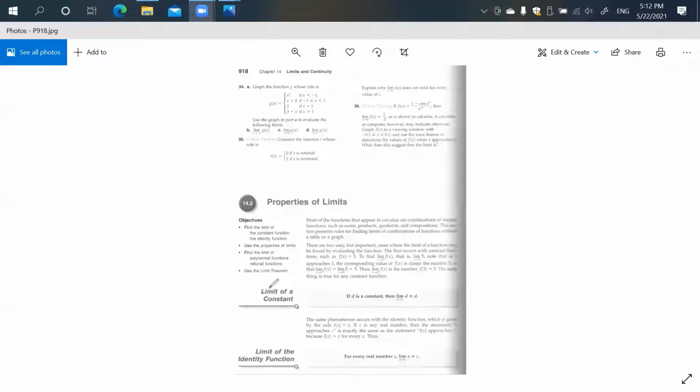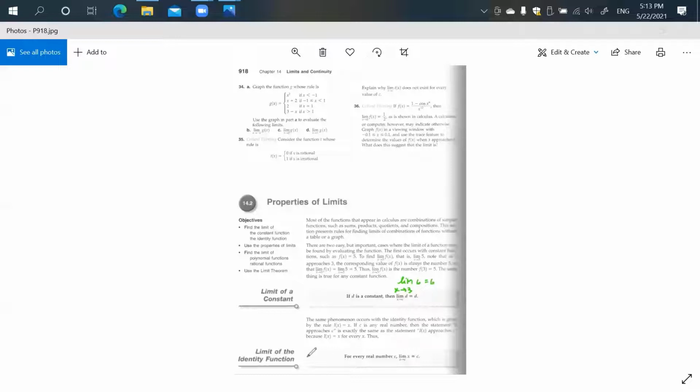Okay, the first one, the formula for the limit of a constant. Say if d is a constant, then the limit of d when x approaches c equals d. I will give you some examples later. For example, the limit of 6 when x approaches 3 is going to equal 6, like this.